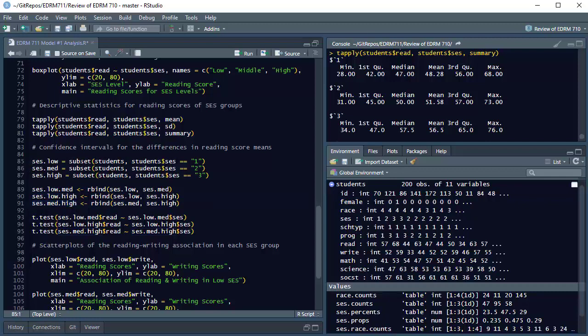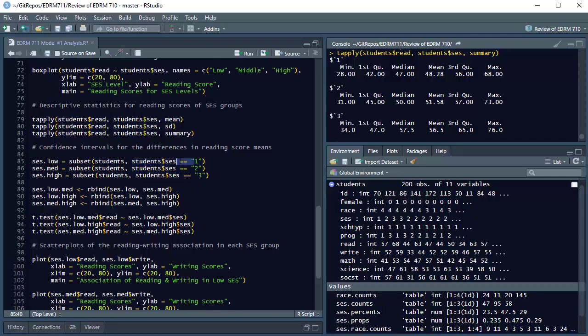First of all, the subset command is really nice because it allows us to pull out any data we want. So I'm going to pull out only the low SES. I provide the name of the data set, students, and then what it is that I want to pull out. And I'm saying here to pull out SES that equals 1.